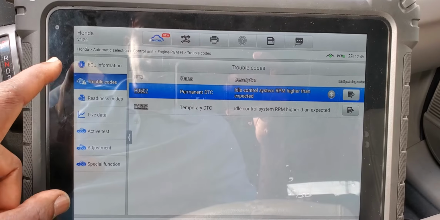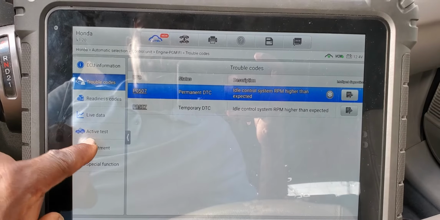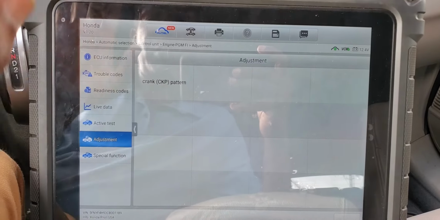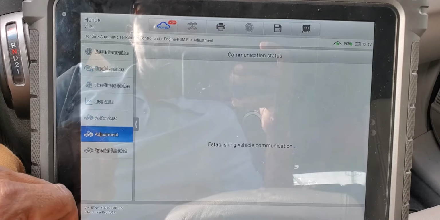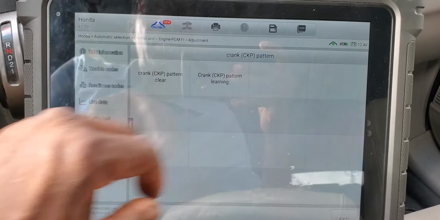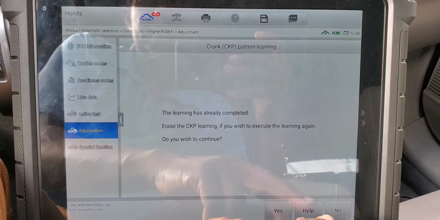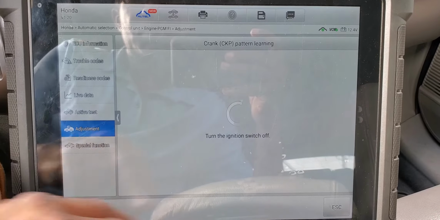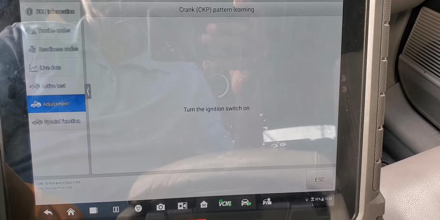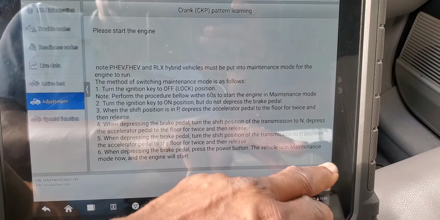Now let's go to adjustment. What is it going to say in adjustment? Crank pattern relearn. Crank pattern clear. Crank pattern relearn. Okay. This learn is already completed, it says. So we don't have that one.